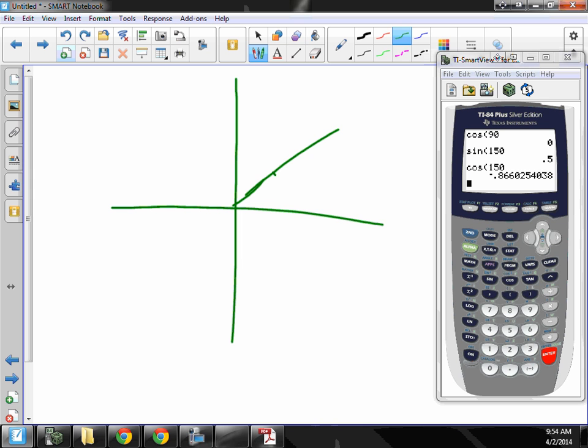In quadrant 1, that is the reference angle. In quadrant 2, that would be the reference angle. In quadrant 3, that would be the reference angle. In quadrant 4, that would be the reference angle. Okay? And the sine and cosine for every reference angle remains the same. Sometimes it will be positive or negative, though, depending.